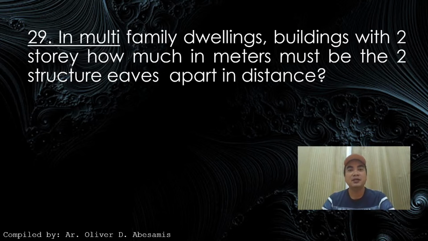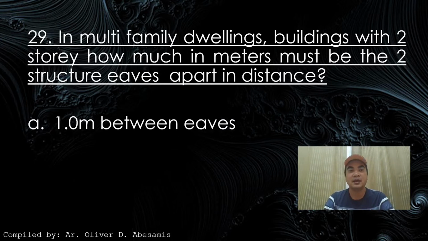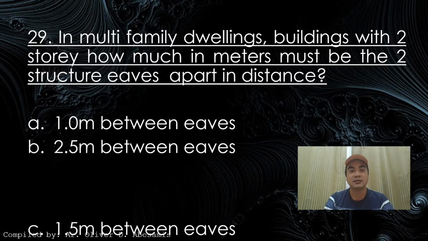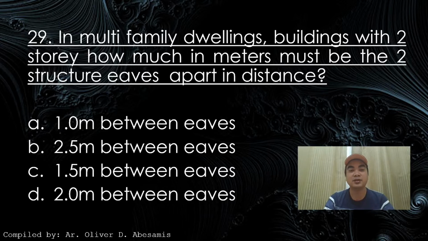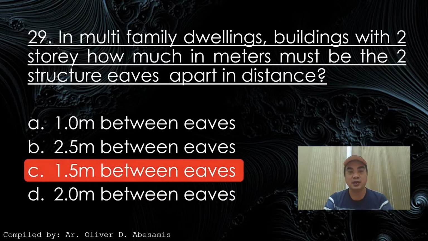29. In multifamily dwellings, buildings with 2-story, how much in meters must be the two structure eaves apart in distance? A. 1 meter between eaves, B. 2.5 meter between eaves, C. 1.5 meters between eaves, D. 2 meters between eaves. Answer: C. 1.5 meter between eaves.